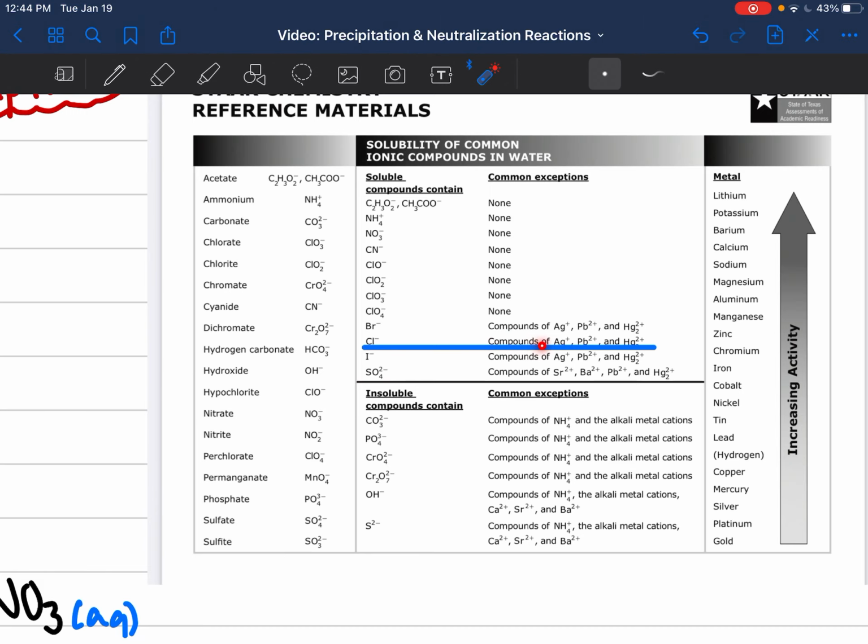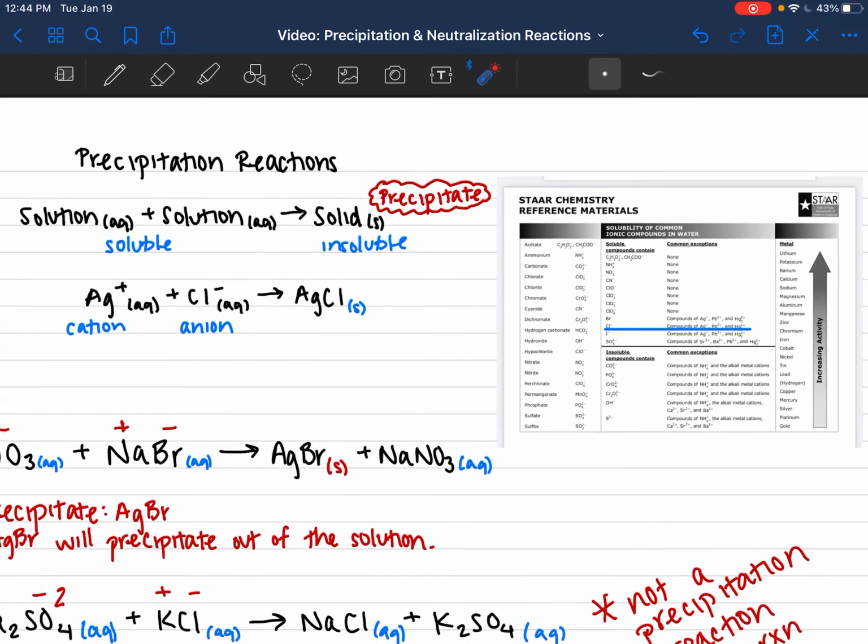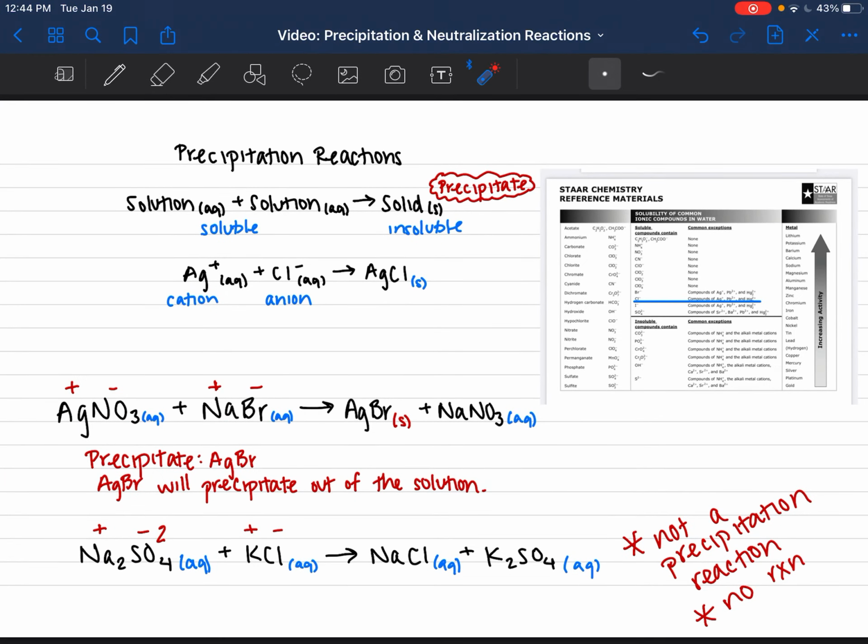except when combined with silver, lead, or mercury. So in this case, it's combined with silver. So that tells us it is insoluble, so it will form that solid. We could say that that silver chloride is the precipitate, or we could say that silver chloride will precipitate out of the reaction.